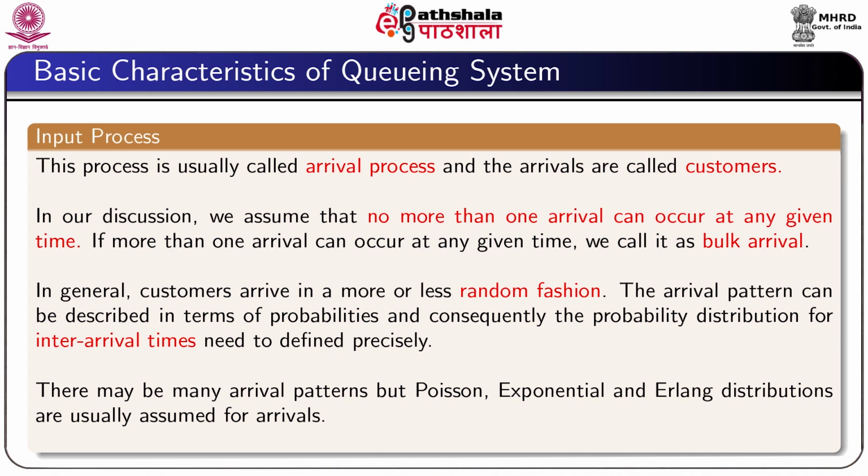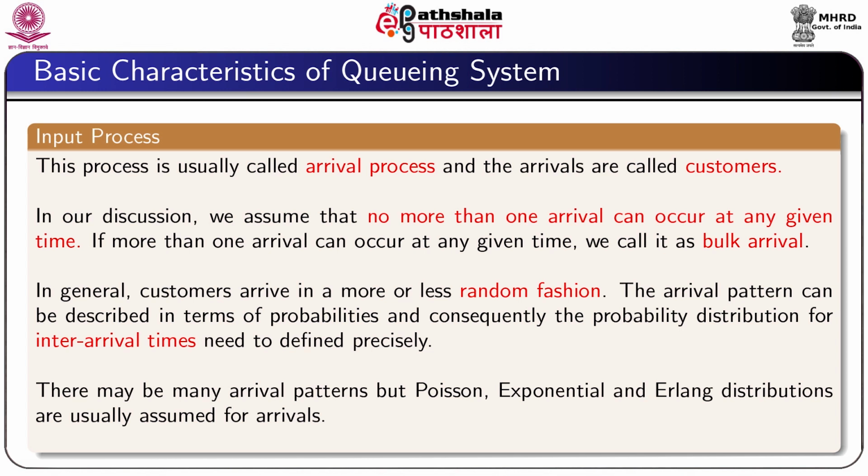Input process is usually called the arrival process, and the arrivals are called customers. In all models that we will discuss, we will assume that no more than one arrival can occur at any given time. If more than one arrival can occur at any given time, then we call it bulk arrival. An example of bulk arrival may be customers arriving at a restaurant.